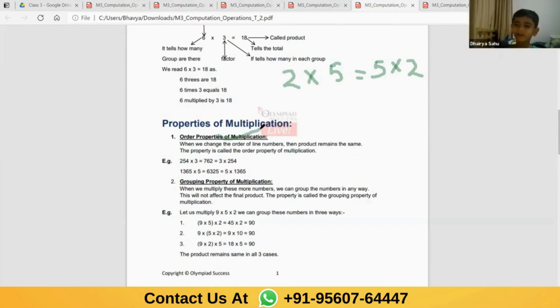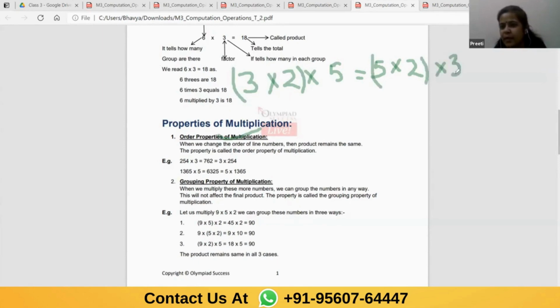And it's just like the order property for the others. Now, what is the grouping property? Suppose I have 3 numbers. I put 2 of them in a group, and keep the third number out. Now tell me, 3 into 2 is what? 6. And 6 into 5? 30. Now tell me, what is 5 into 2? 10. And 10 into 3? 30.